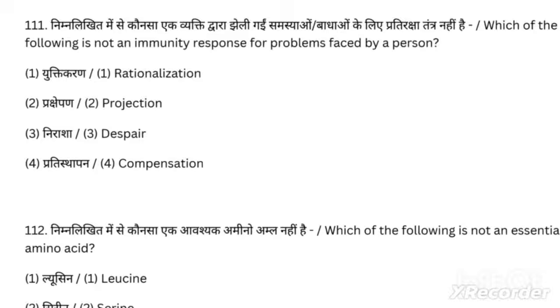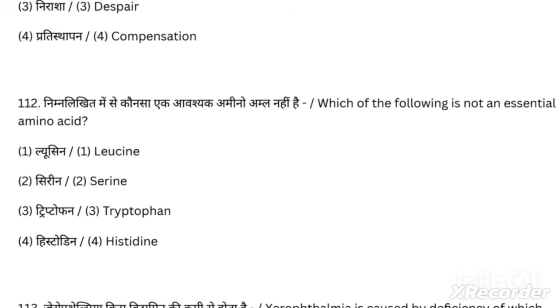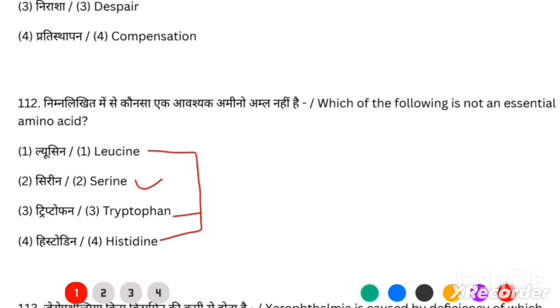Next question is, which of the following is not an essential amino acid? So the correct answer is serine. Leucine, tryptophan and histidine are essential amino acids.